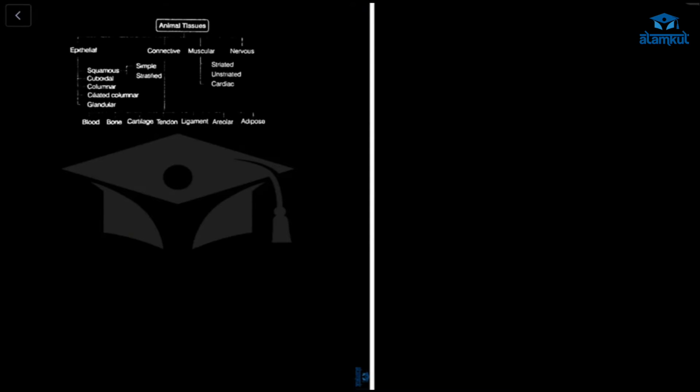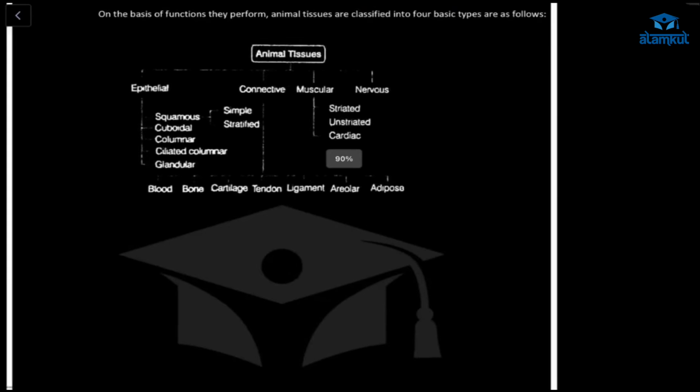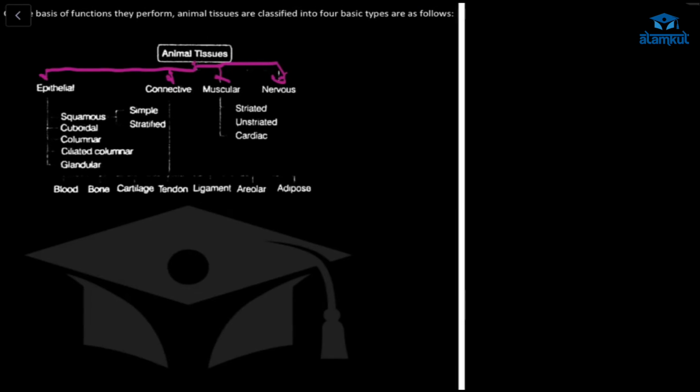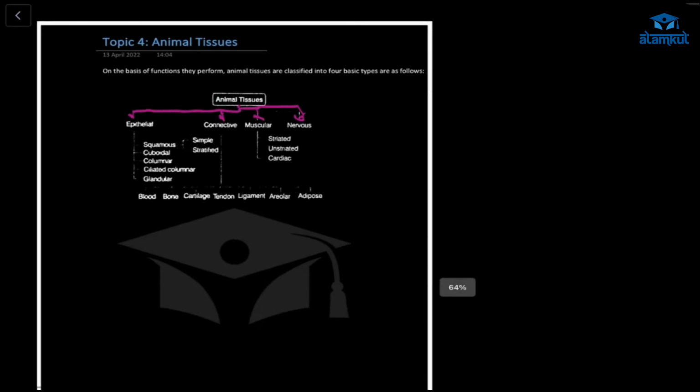Next, we'll start with animal tissues. Now, animal tissues, we have 4 types. I think at the starting of the tissue chapter we have already learned them: epithelial, connective, muscular, and nervous. First, we are going to learn about epithelial. They are the protective tissue of the animal body.